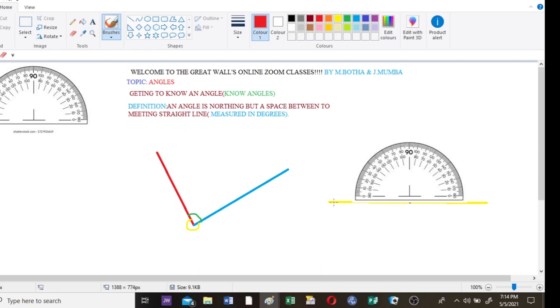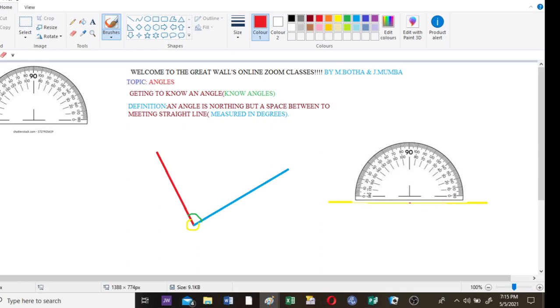We've mentioned to say the whole of this straight line is 180. You can take the readings from here. From this point 0, using the inner scale, we have 0, 10, 20, 30, 40, up to 180 here. So the space between these two lines, which are meeting here, is 180.